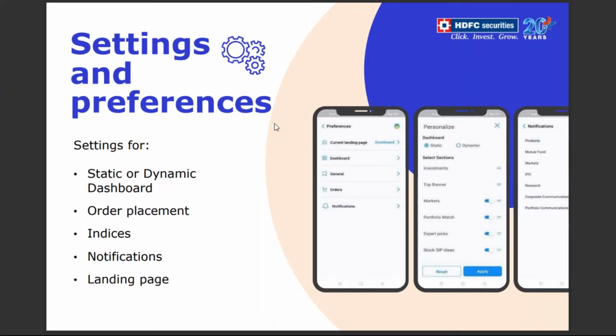Under the landing page itself, we have 5 types of landing pages. You can select whichever landing page you want. For example, whenever I open the platform, the application, where the first page should land after the login page, whether it should be the portfolio, or the recommendation page, or the order placement page. That is your choice. You can keep whichever you want, so that from the next time onwards, whenever you log into the application, it will land on that particular page only. You can decide the landing page.